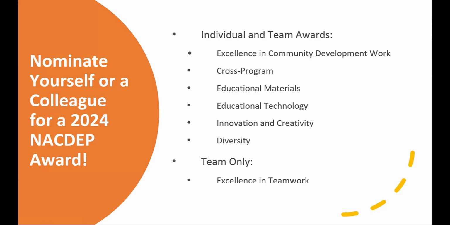So first, I just want to, again, remind everyone of our award categories. On this slide, you see award categories that you can nominate yourself or a colleague for. We have individual and team awards. We heard some of those today for excellence in community development work, cross-program, educational materials, educational technology, innovation and creativity, and diversity. And then we have the team award specifically for teamwork. Again, these are ones you could nominate yourself or your own program for, or you could nominate a colleague for.